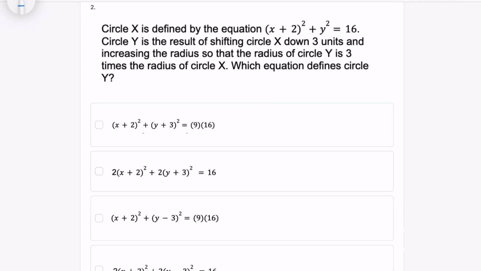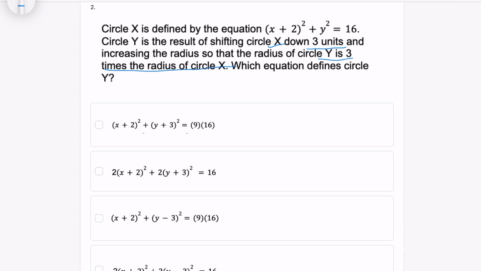Circle x is defined by the equation (x + 2)² + y² = 16. Circle y is the result of shifting circle x down 3 units and increasing the radius so that the radius of circle y is 3 times the radius of circle x. Which equation defines circle y?